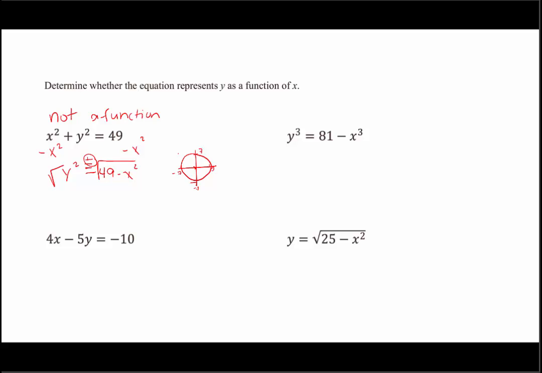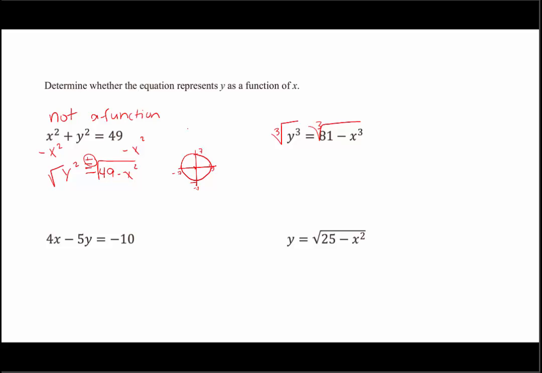Okay, in our next example, we have y cubed equals 81 minus x cubed. To get y by itself, what would we need to do? We would need to take the cube root of both sides. What happens when we take the cube root of both sides? Well, we'll end up with y is equal to the cube root of 81 minus x cubed.